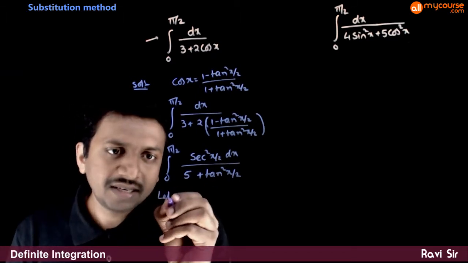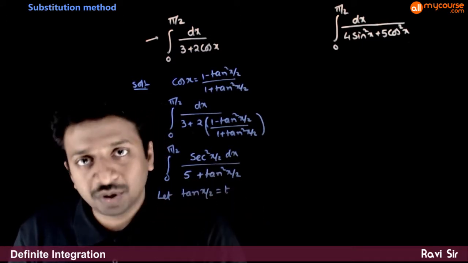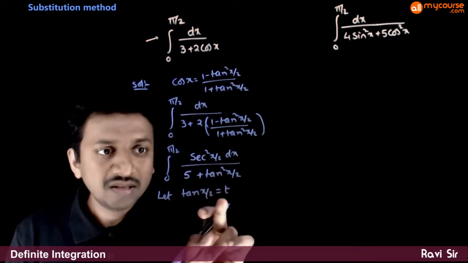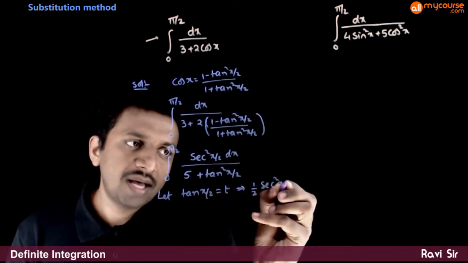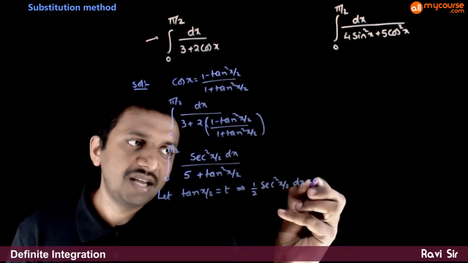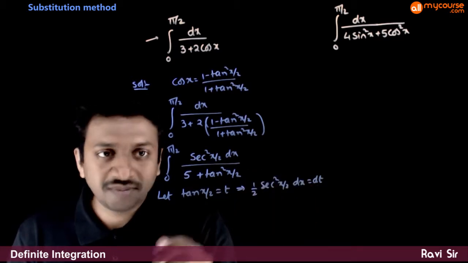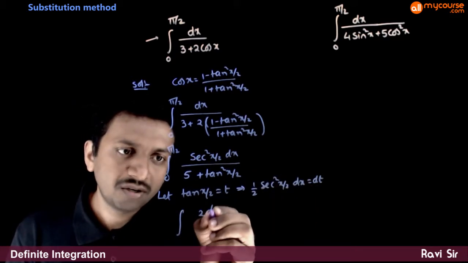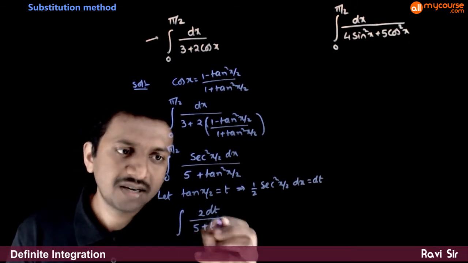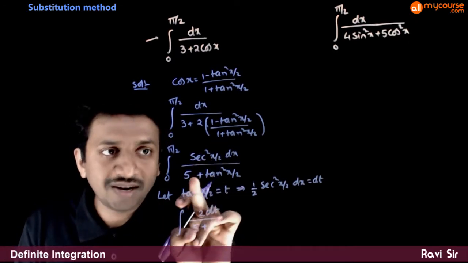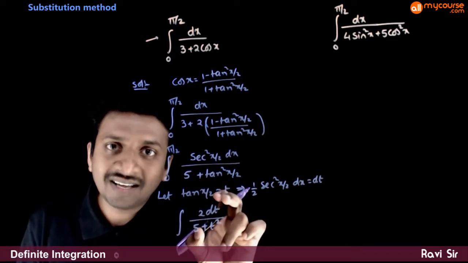Now let tan x by 2 is equal to t. That's the substitution that I am going to use. So this implies 1 by 2 secant square x by 2 dx is equal to dt. So secant square x by 2 dx becomes 2 dt. So integration of 2 dt divided by 5 plus t square. So this is the integrand substitution.